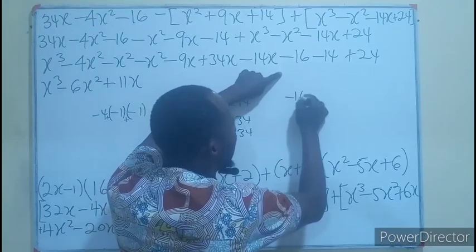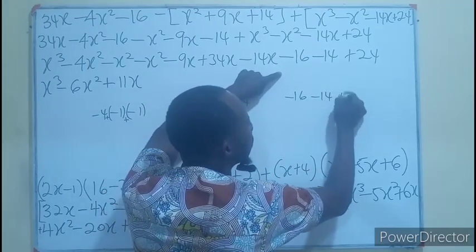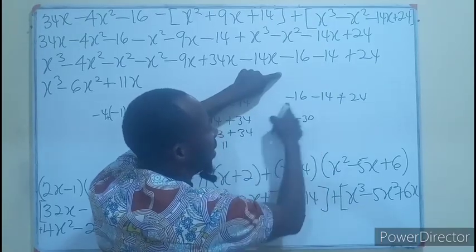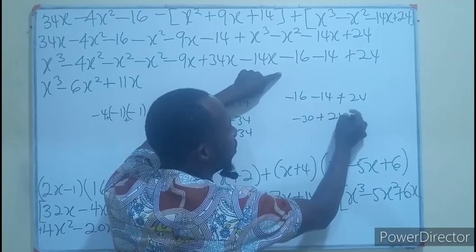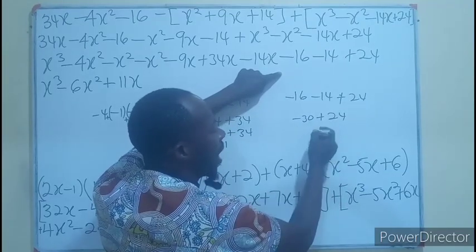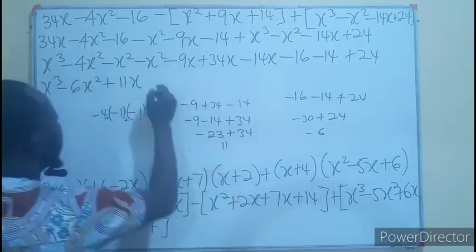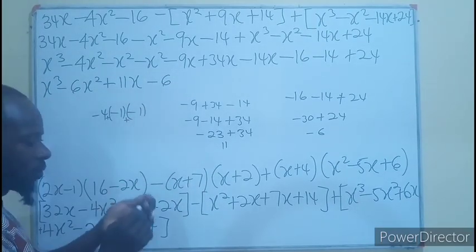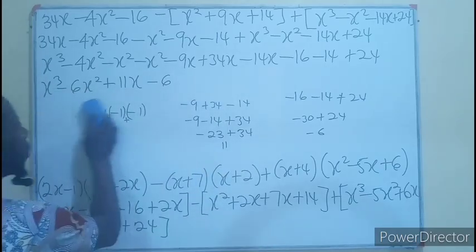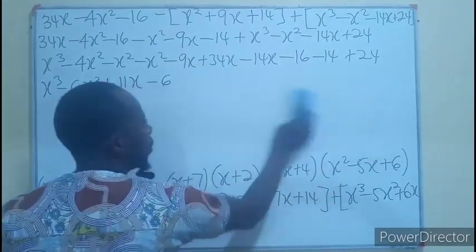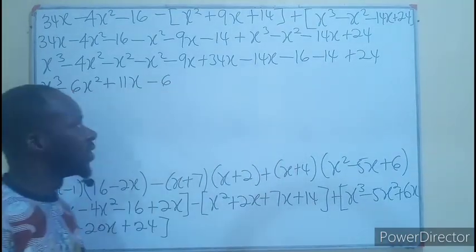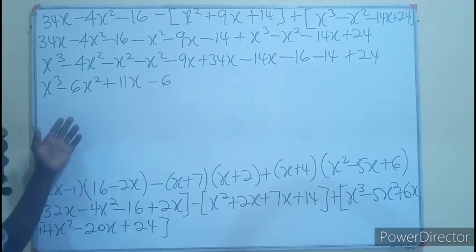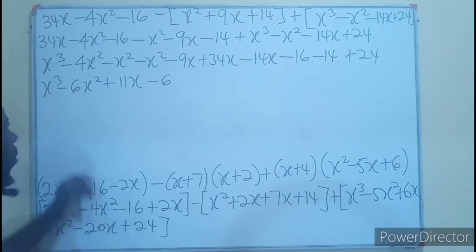Then right here 16, 14, 24. So you have, I believe, negative 30 in this case, plus 24. This is bigger than this. So we have negative 6. So I have my negative 6 in here. So this is what we are going to have. So this is 1, 2, 3, 4 terms, whereby the highest power is 3.